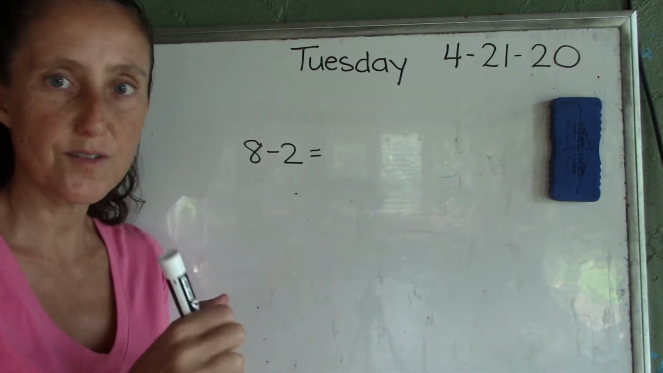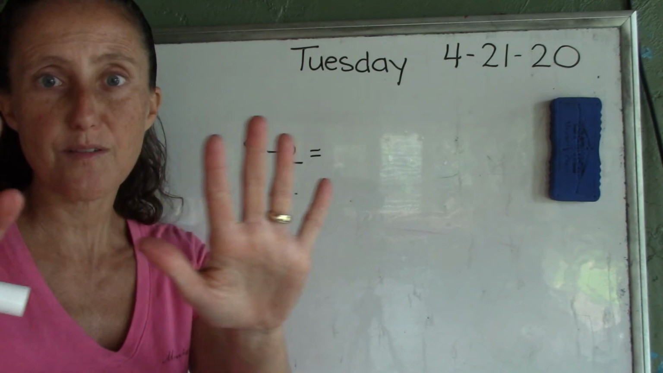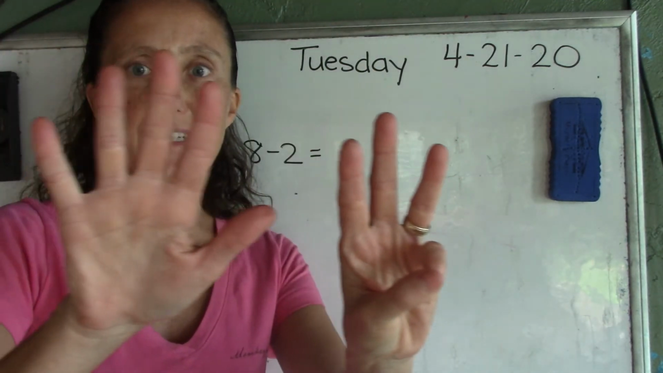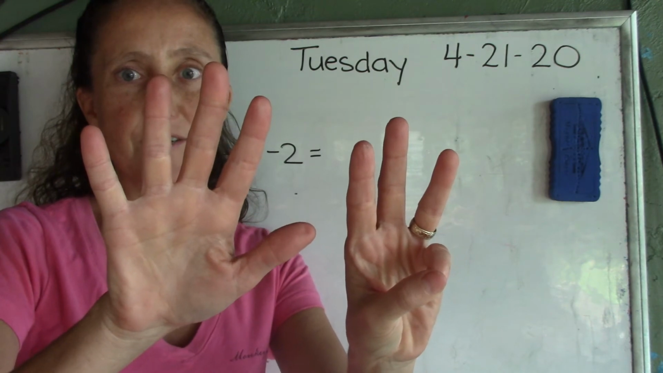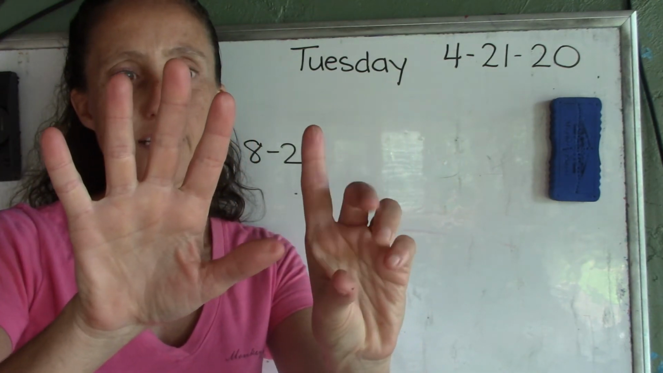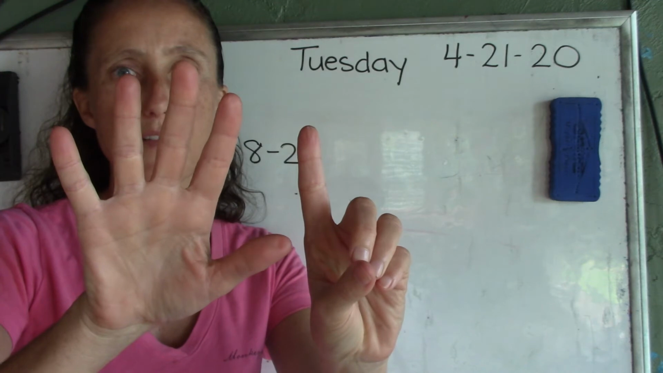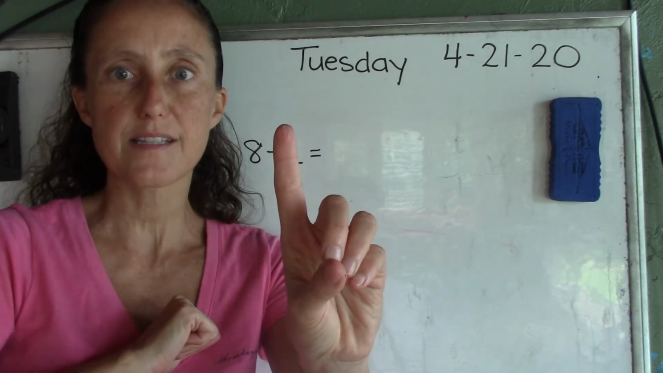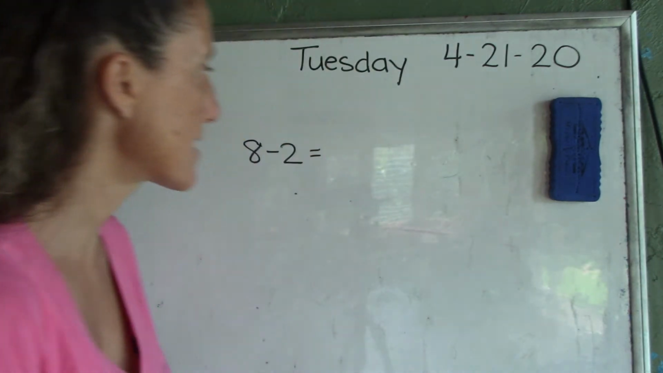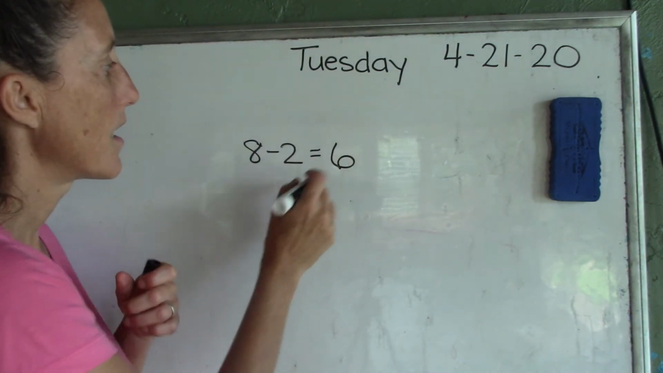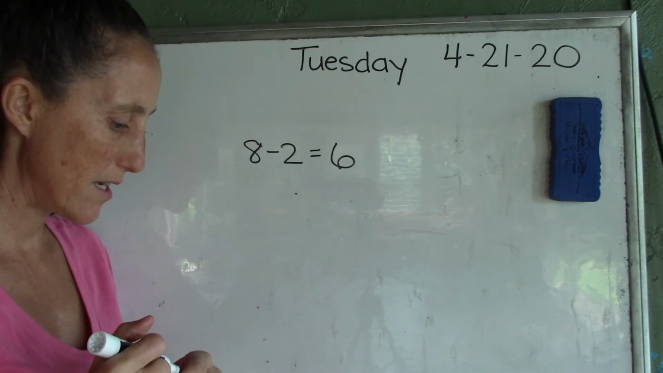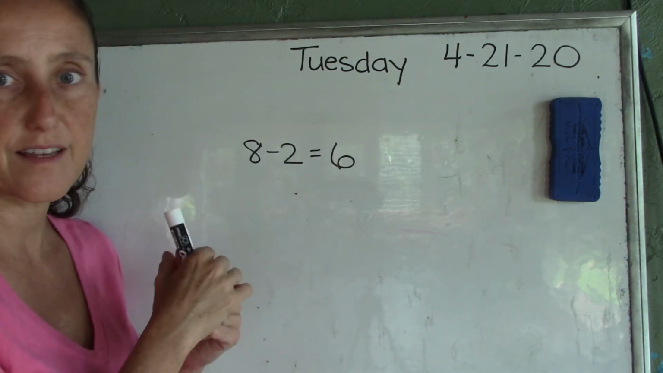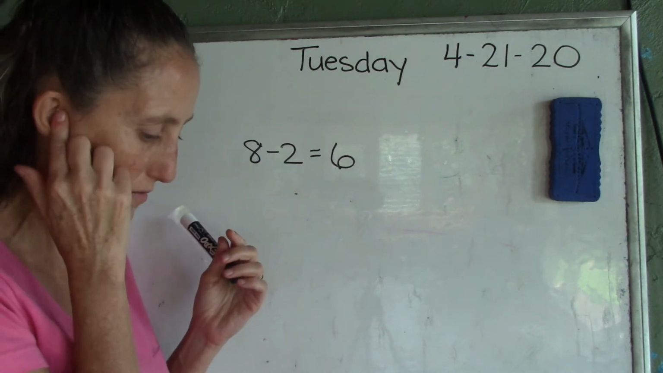So you can use your fingers for this one, right? 8, and you take away 2. So take away 1, 2. How many do you have left? 1, 2, 3, 4, 5, 6. You're right, 6. So 8 take away 2 equals 6, and that's called our number sentence, and that is the answer, right? So when they ask you for your answer.